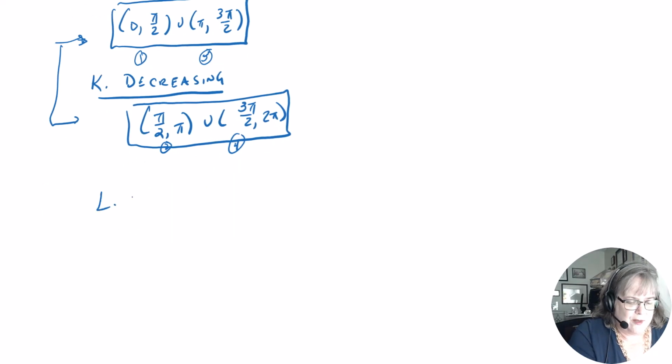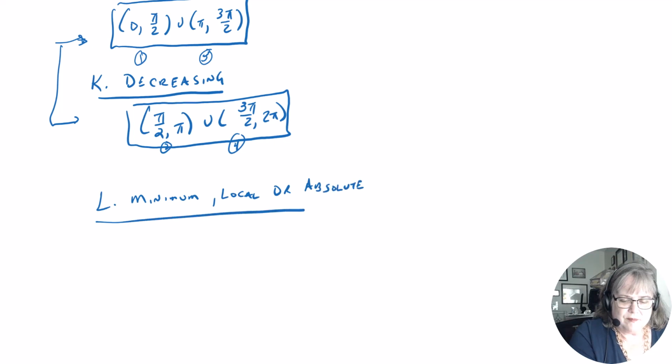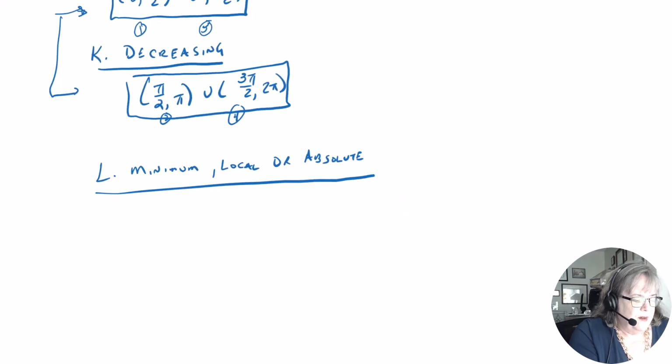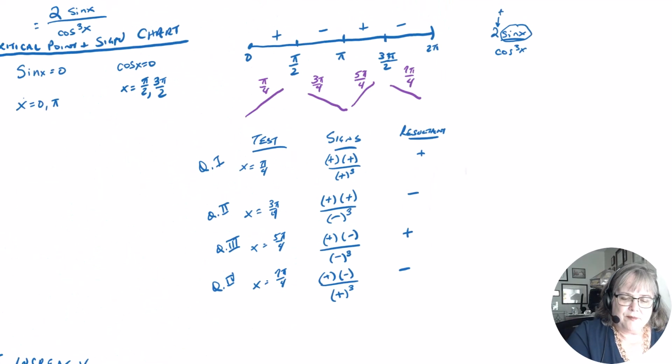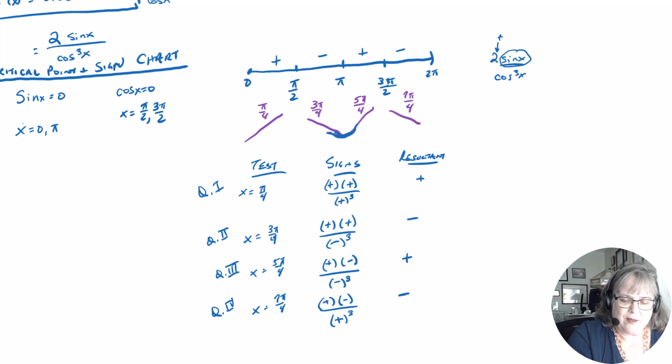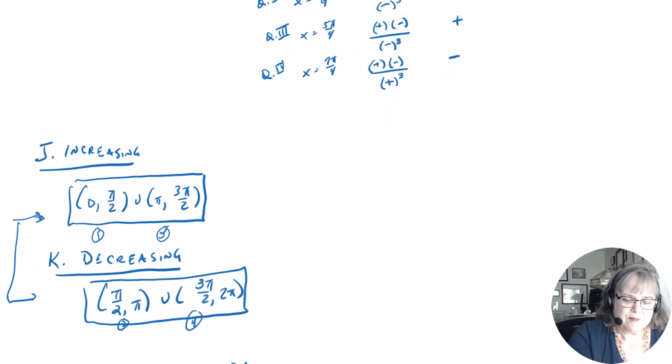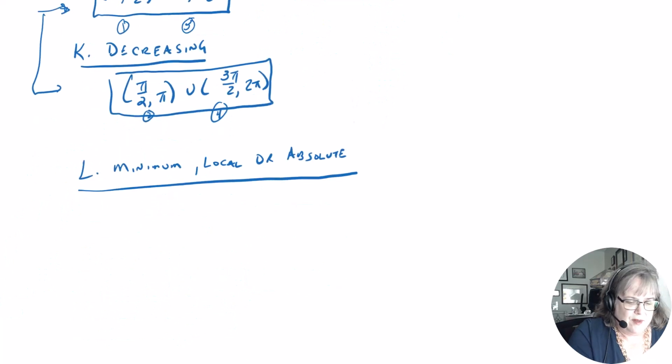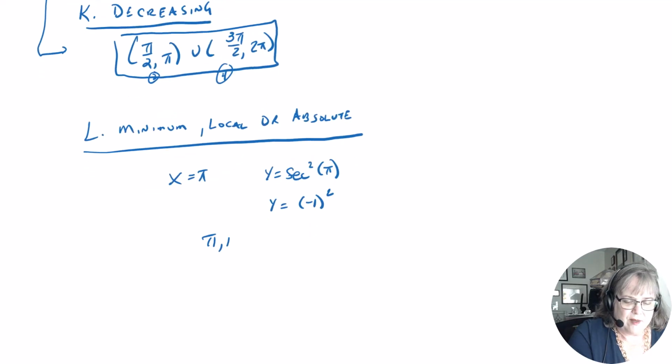So we're going to talk about the minimum, if there is one. If you look at the sign chart, it appears to have kind of a little valley right here. So x equals pi. So y is secant squared of pi. So it is negative 1 squared, which is 1. So this is pi and 1.